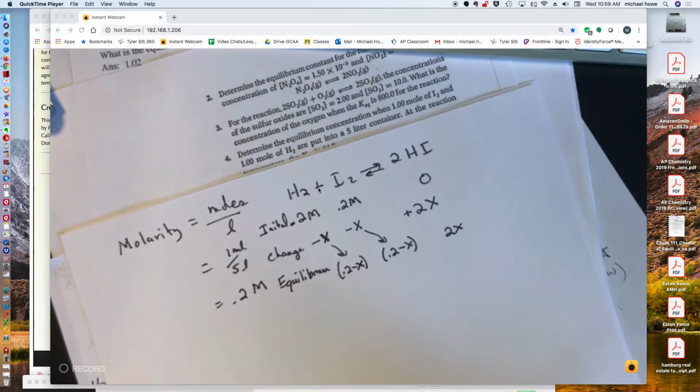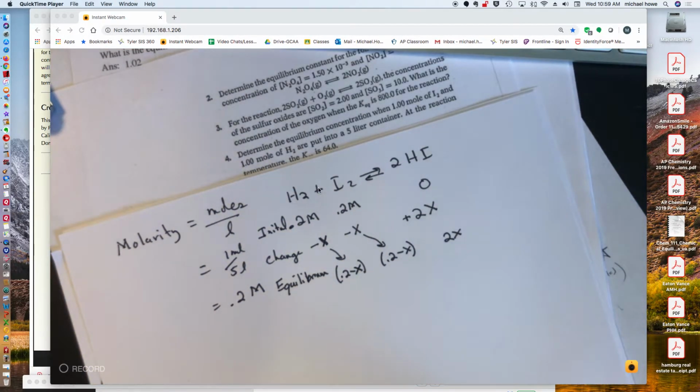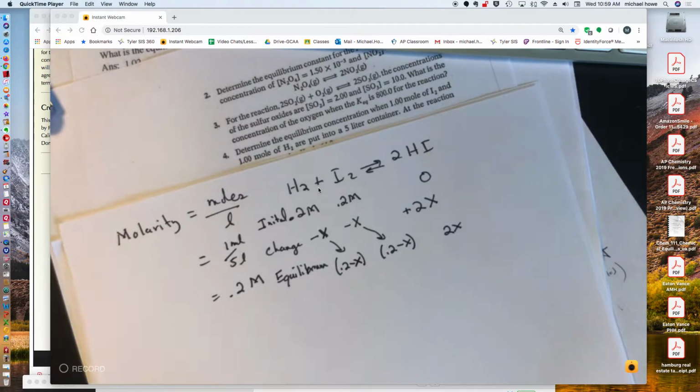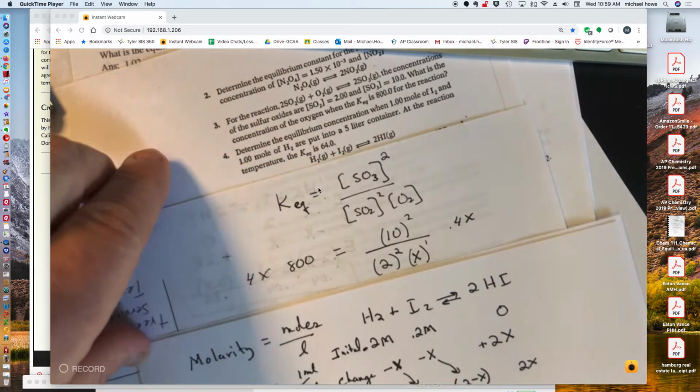Now, moving on, we need to solve for X. To do that, we're going to need to set up an equilibrium expression, just like we did a minute ago. So remember how we did products divided by reactants? Products divided by reactants.